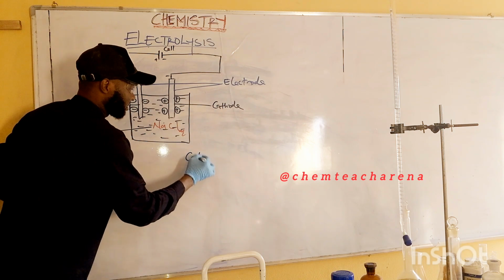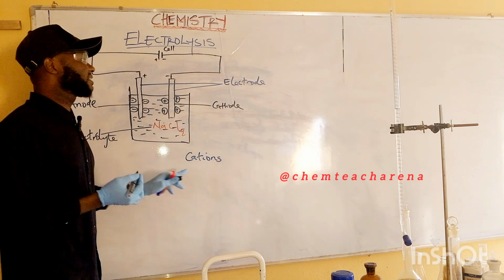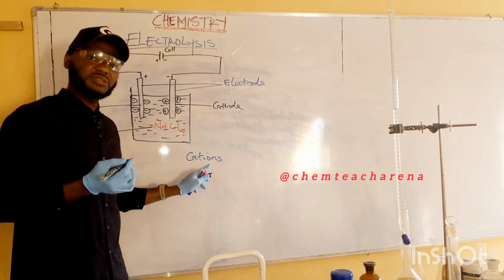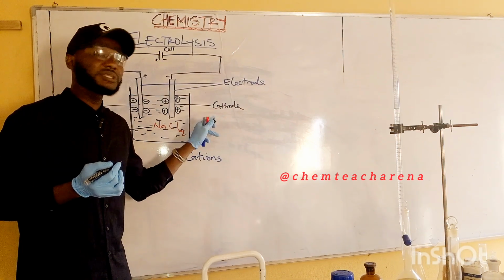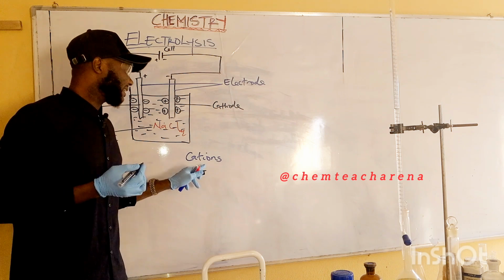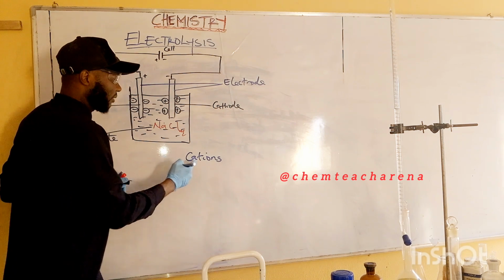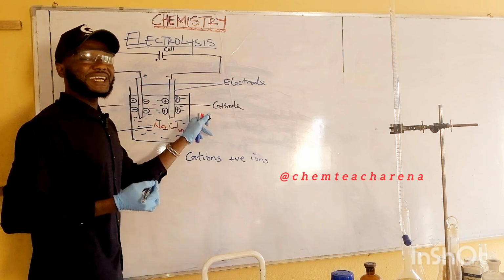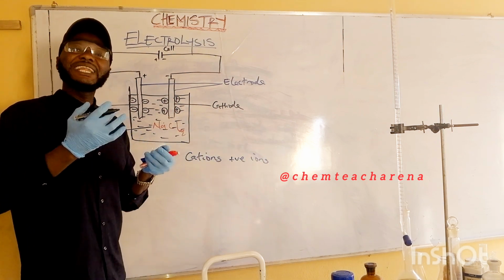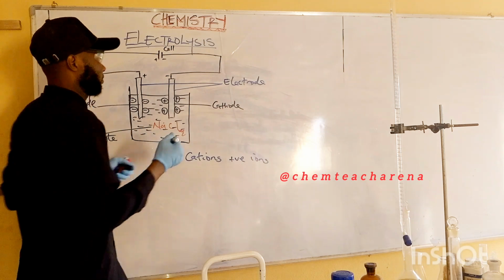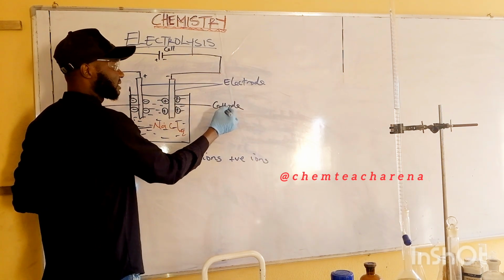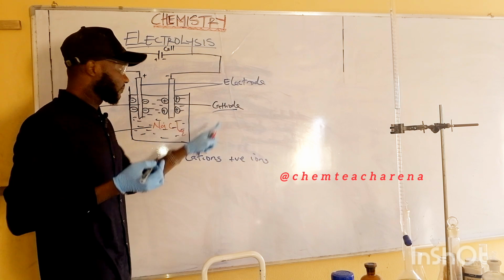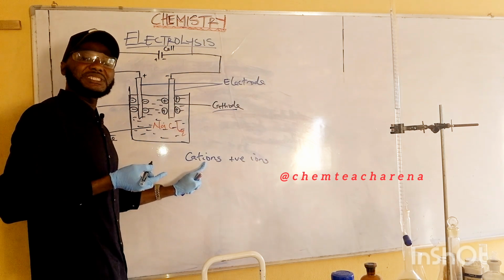Now we have cations. Please don't mistake cations for cathode. Cathode is not an ion. Cations, they are ions. Cations are the positive ions, while the cathode is the negative electrode. Please take note of that. This is the cathode, and it is what? The negative electrode. This is cations, they are positive ions.